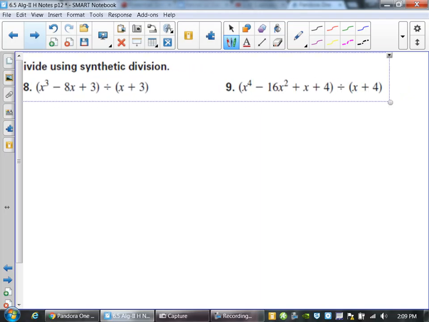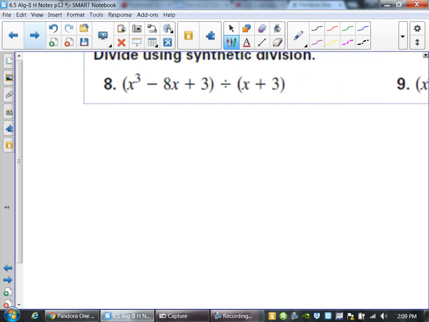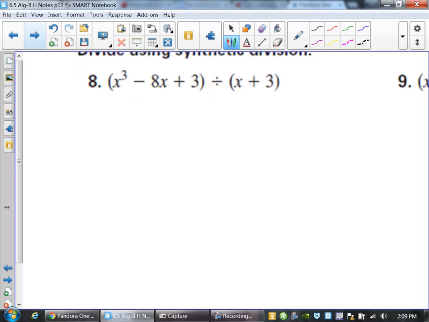So if we use synthetic division again, we'll do these separately. I'm going to take x cubed minus 8x plus 3 and divide it by x plus 3. What do you have to have? A placeholder. Very good.